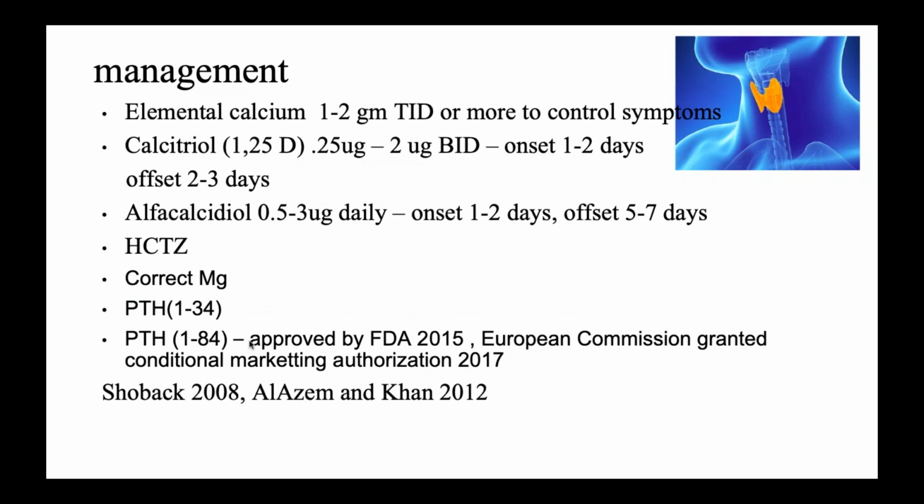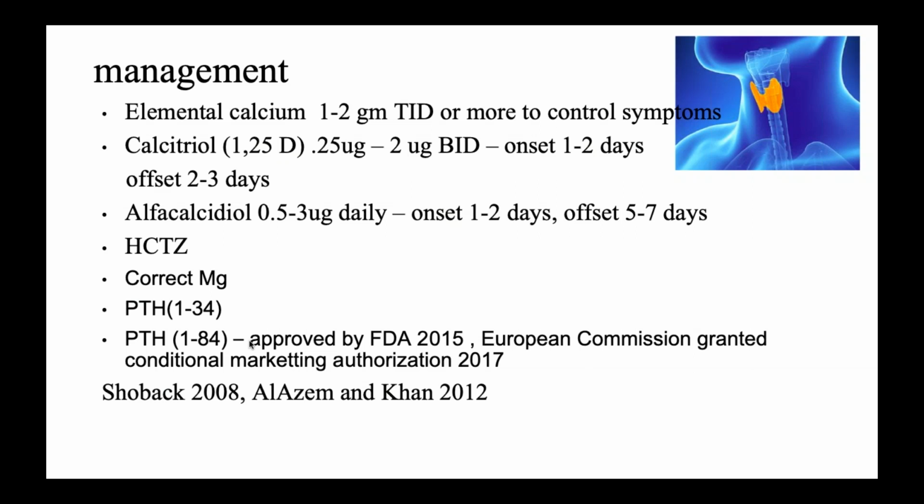And a very nice paper by Dolores Schoback and also by our group outlined the management of the conventional therapy of hypoparathyroidism. We recognize that elemental calcium can be given 1 to 2 grams 3 times a day or more as necessary to control symptoms. Calcitriol is given twice a day. It has an onset of 1 to 2 days and an offset in 2 to 3 days. Alpha calcidiol is not as potent as calcitriol, and its potency is about 50% of calcitriol. It has an onset of 1 to 2 days, but a longer offset.